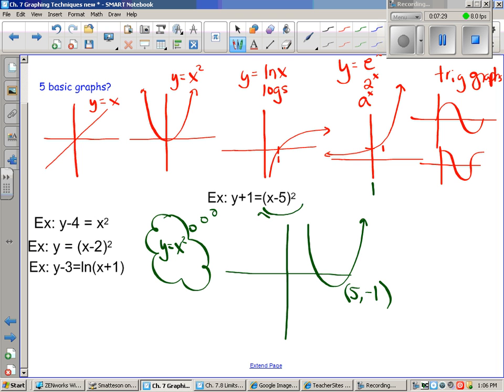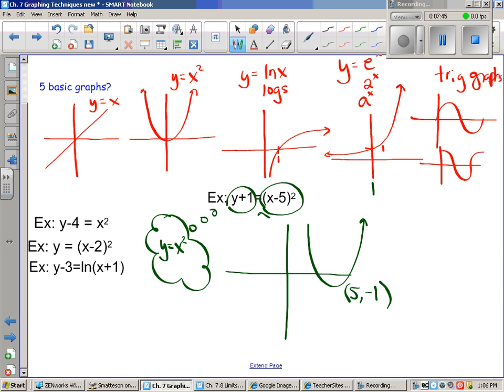Now, do you recognize something about this? The turning point has become quite obvious. In fact, this is what they call the vertex setup, where you can see the vertex or the turning point as being 5, negative 1 right from that equation, and as quick as it can be.